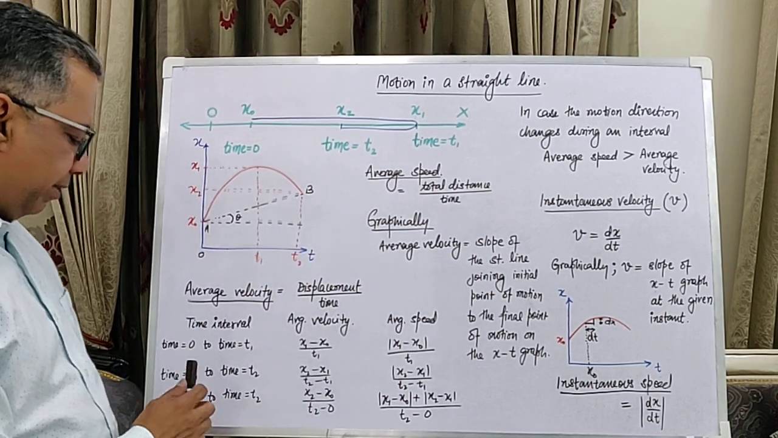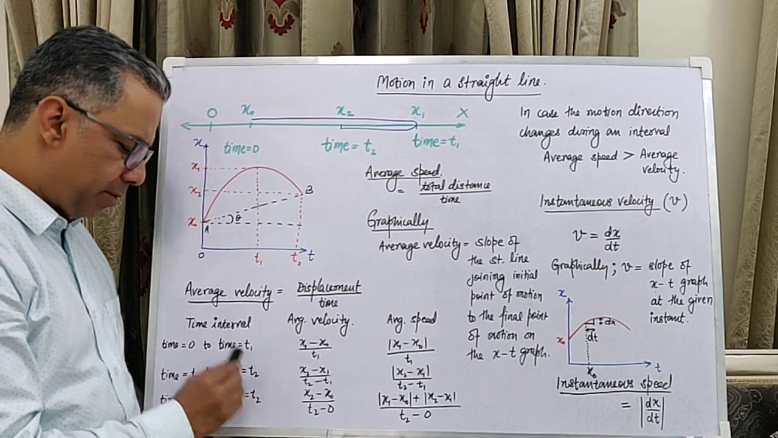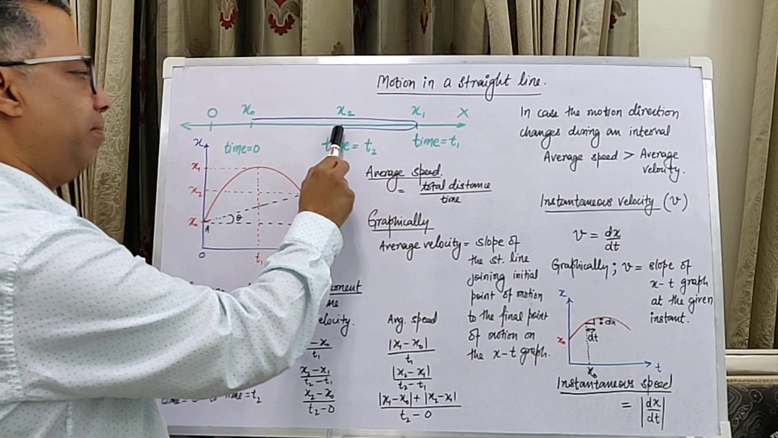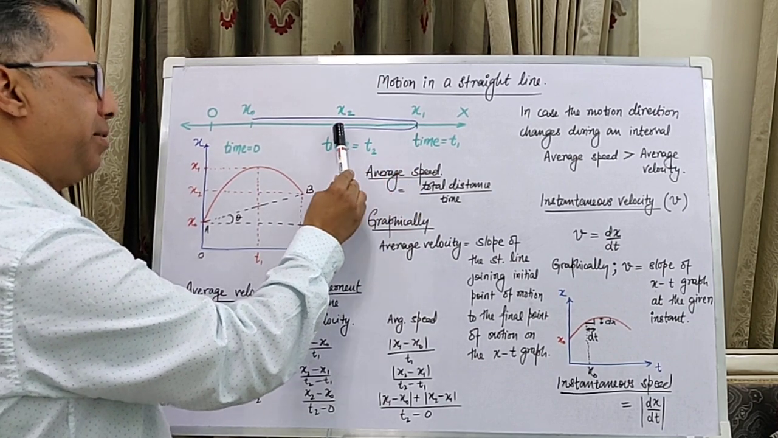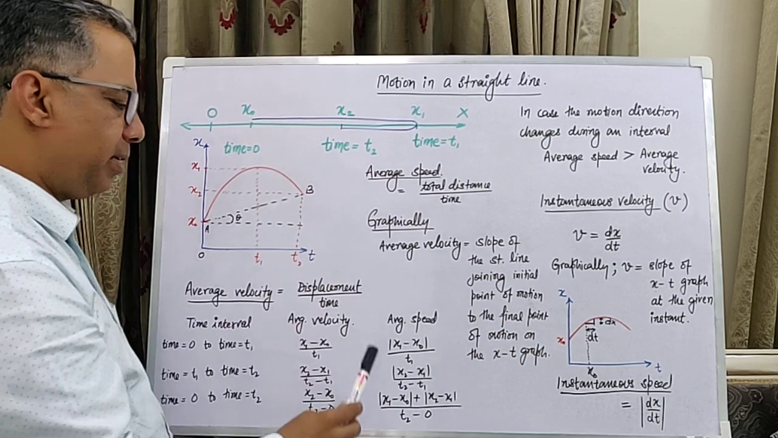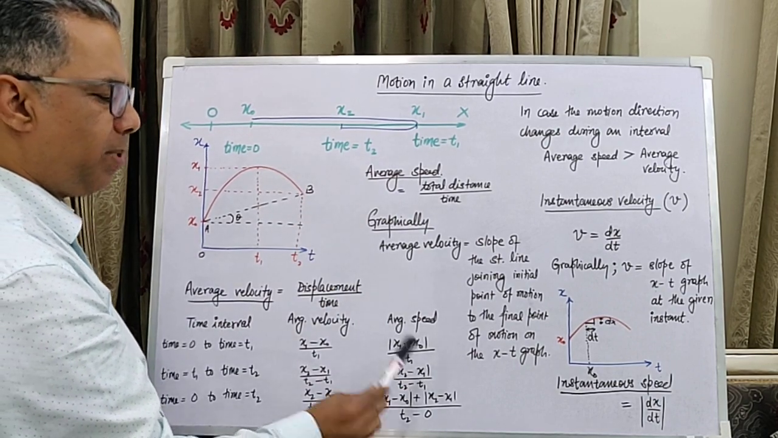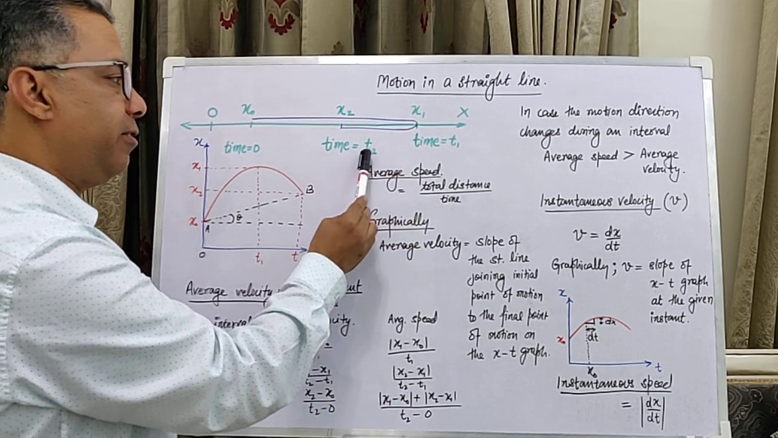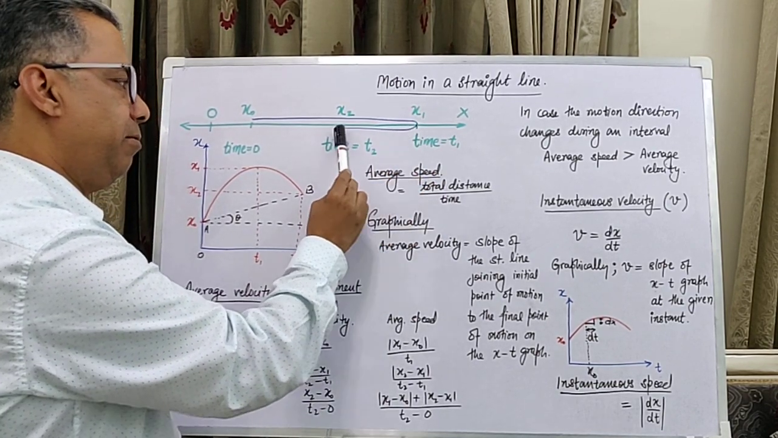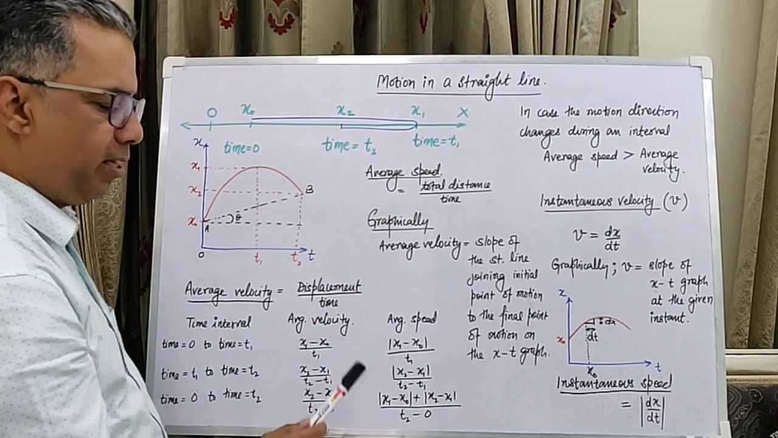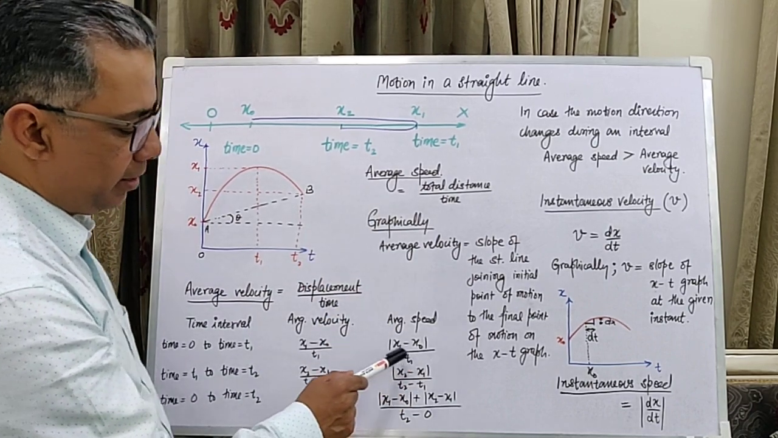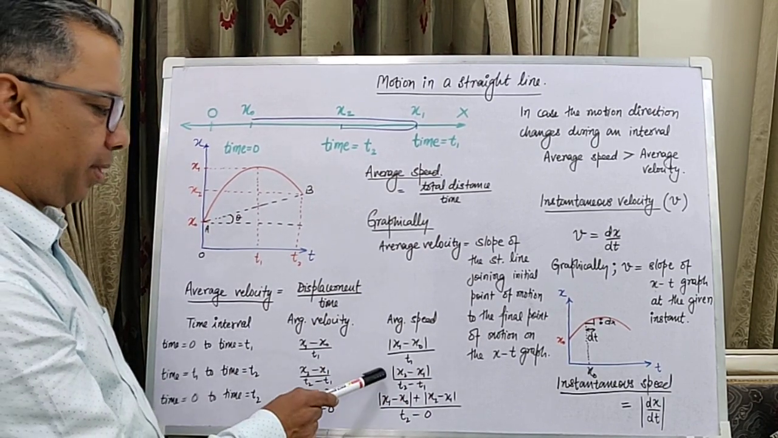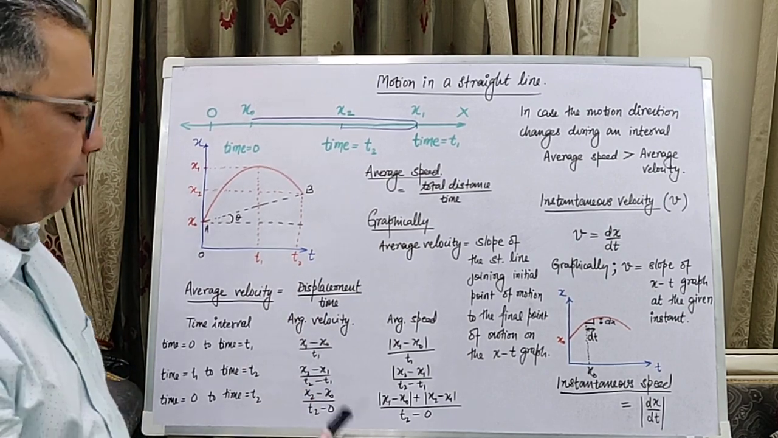Now for the second interval from time equal to t1 to time equal to t2, from t1 to t2 the particle moves from here to here, and the length of the path is the magnitude of x2 minus x1. The time duration of the interval is from t1 to t2, and that therefore is t2 minus t1. So we divide this distance by this time and we get average speed for this interval.